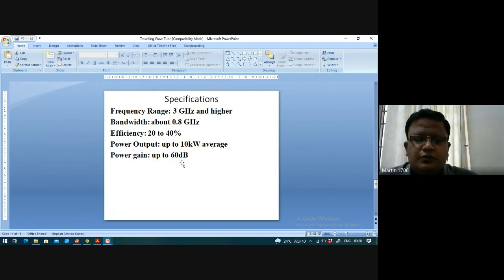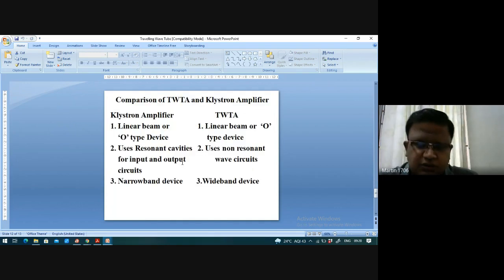Power output up to 10 kilowatt average, and the power gain up to 60 dB. Okay, so this is the difference between TWTA and the Klystron amplifier. Both devices are what? Klystron amplifier and the TWTA are O type only.